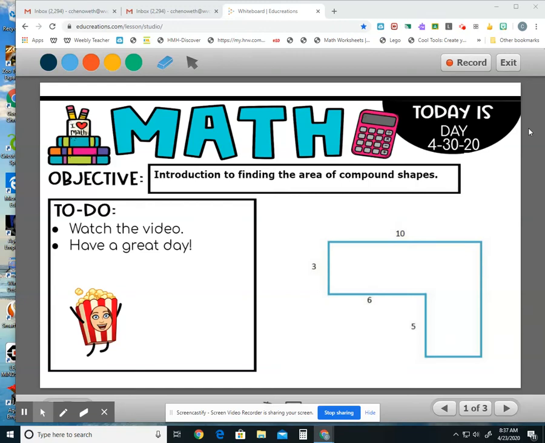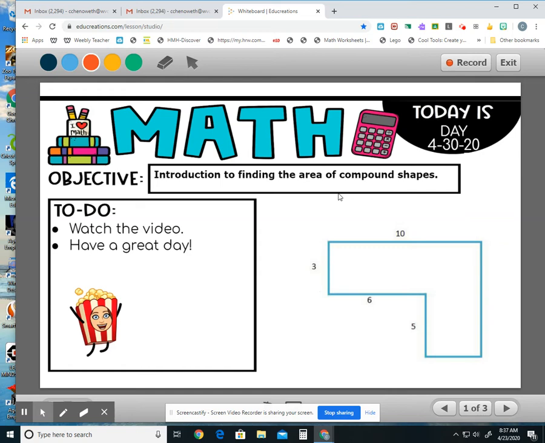I just wanted to give you a preview video of what we're going to be working on next week. It's actually the hardest of the skills as far as area goes, and that is the area of compound shapes, okay? What is a compound shape? It's the same thing as a complex shape. It means more than one shape put together to make a new shape. We have to be able to find the area of these things.